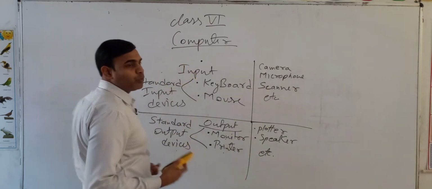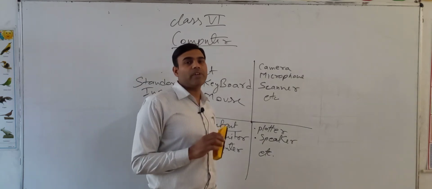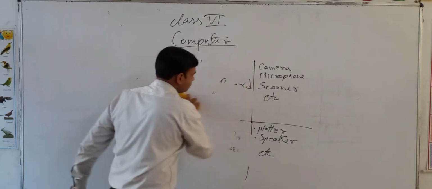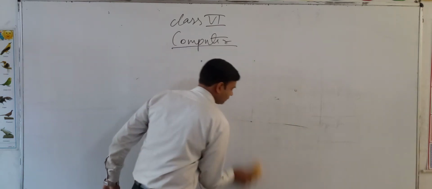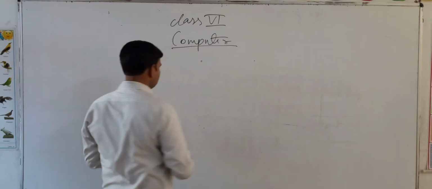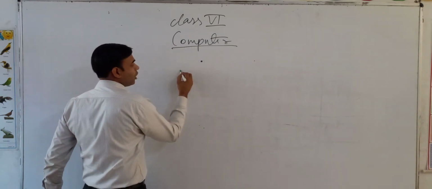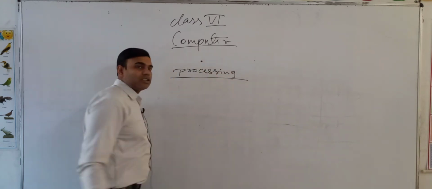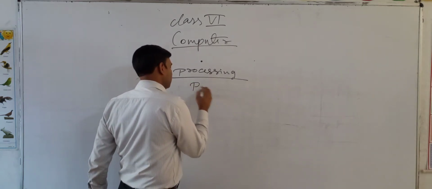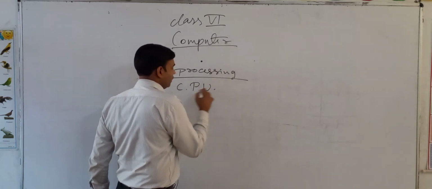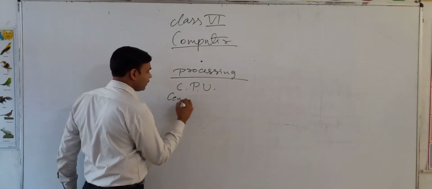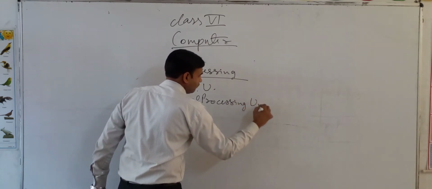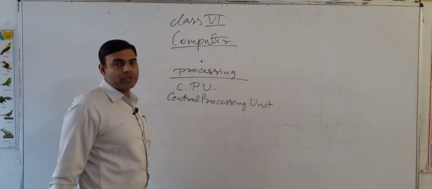After this input output, let us talk about what are processing devices and the structure of a processing unit. If we talk about processing, I just told you processing is done by CPU. We call it Central Processing Unit.